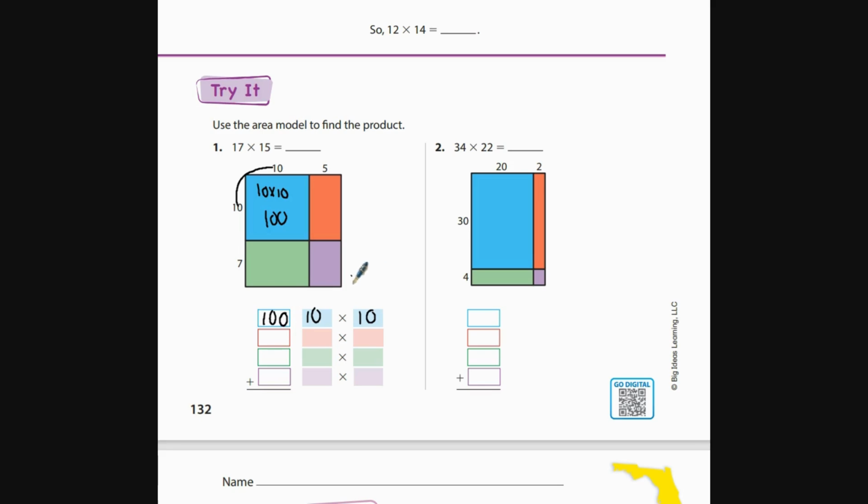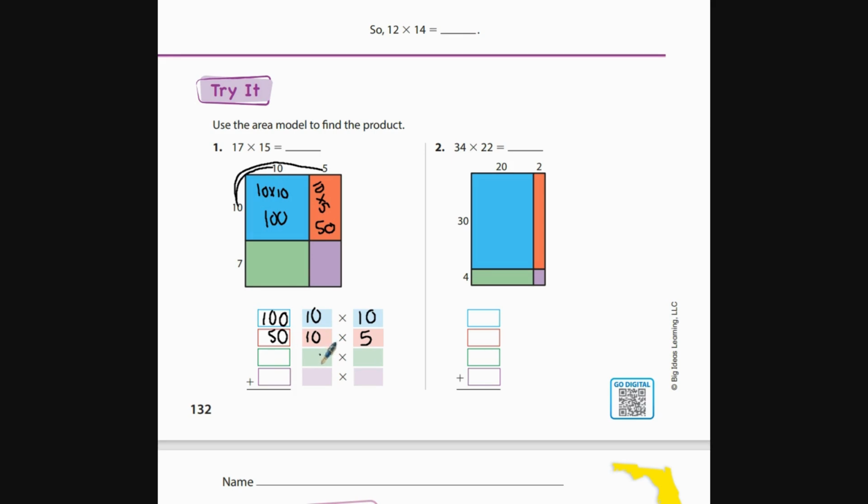Okay. Step 2. I already did it times this. So now I'm going to times that. This is going to be 10 again, but now times 5. So let's put 10 times 5, which is what? Right, it's 50. So I'm going to put 50 right here.